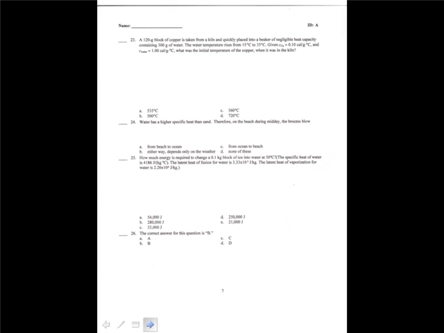Alright, a 120 gram block of copper is taken from a kiln, placed into a beaker of negligible heat capacity containing 300 grams of water. The water temperature rises from 15 to 35, and they give you the specific heats. What is the initial temperature of the copper when it was in the kiln? So it's a calorimetry problem, the sum of the Q's is equal to 0. So the sum of the heats is the mass of the copper, specific heat of the copper, change in temperature of the copper, plus mass of the water, specific heat of the water, change in temperature of the water. And then we just need to put in the numbers here, which is the hard part actually.